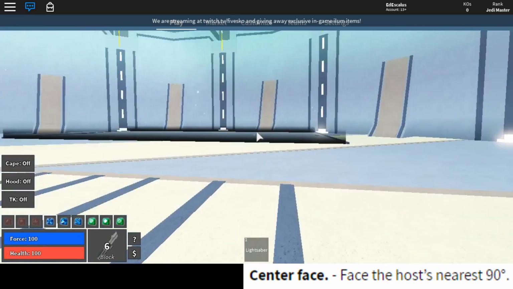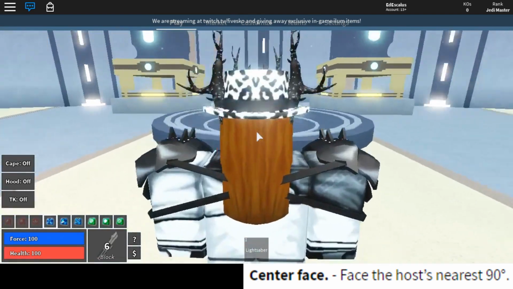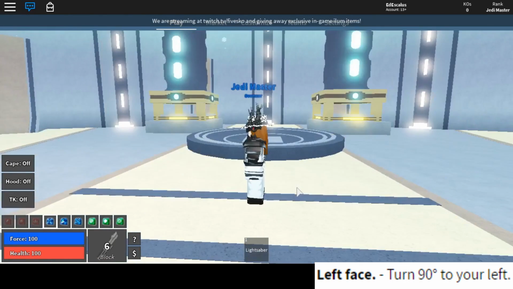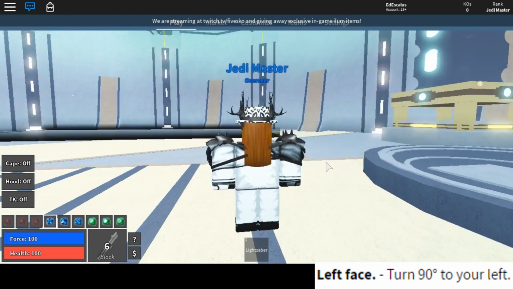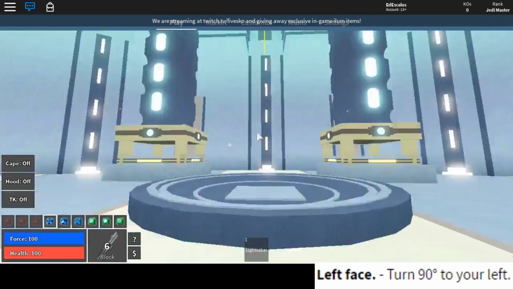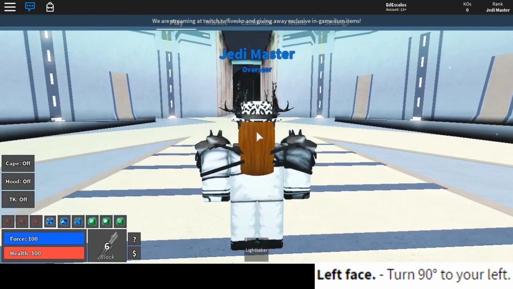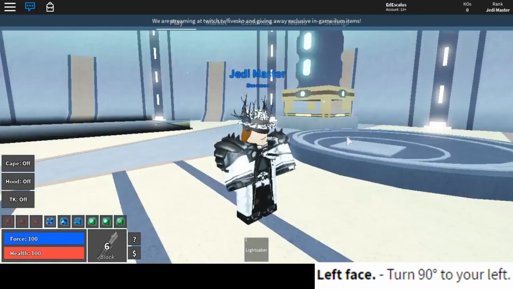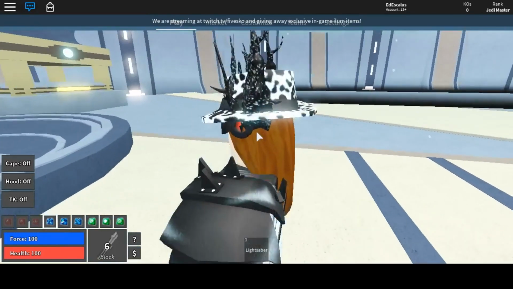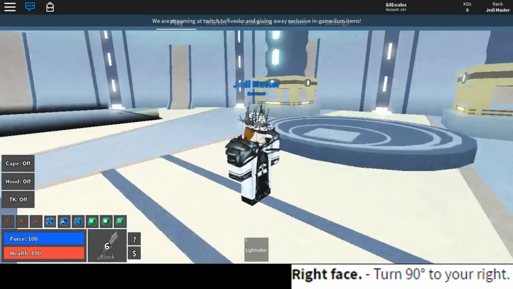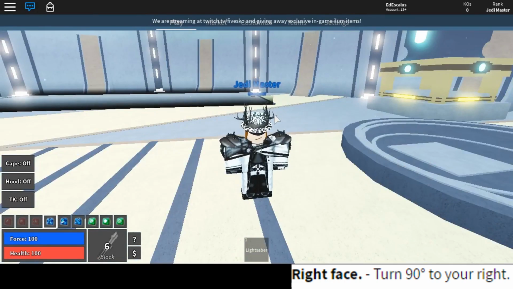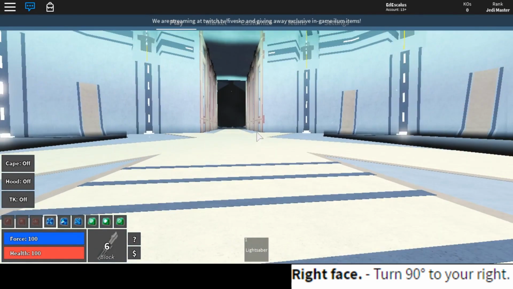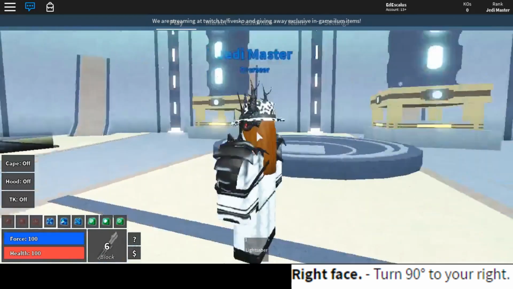After that, this is the left face. Left face is turning left 90 degrees. Whatever place you go, even if I'm behind, if I do left face, I turn left. That's all it is. Okay, now it's right face. It's the same as the left face, but you turn right 90 degrees. Even if I'm facing in this direction, I turn right face. Yeah, so it's like that.